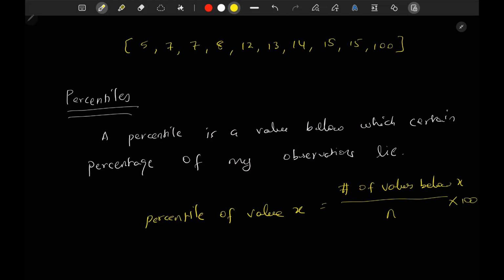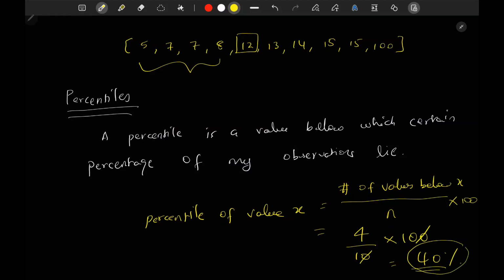So assume I need to calculate the percentile of 12. Here we need to calculate the total number of values below 12. So we have 4. It's 4 divided by the total number of elements in the set, that is 10, times 100. We are going to have 40. It's going to be 40%. So what this implies is that there are 40% of points below 12.